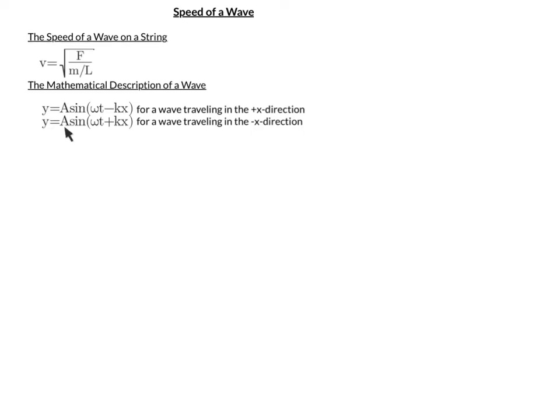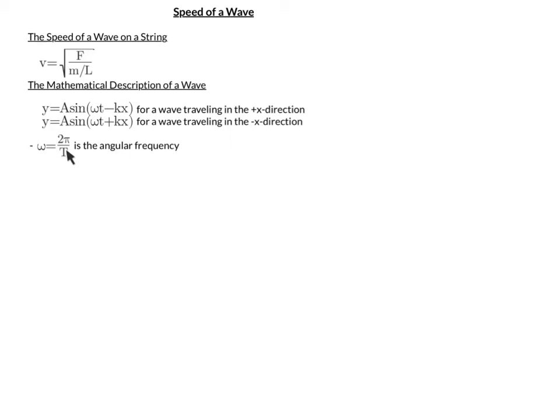Now, what are the different things that we have in here? So A is the amplitude of the wave. Omega is something we know already. It's the angular frequency, and it's equal to 2 pi divided by the period. So we have amplitude, which is the maximum displacement from equilibrium, omega, the angular frequency, and T being the period.